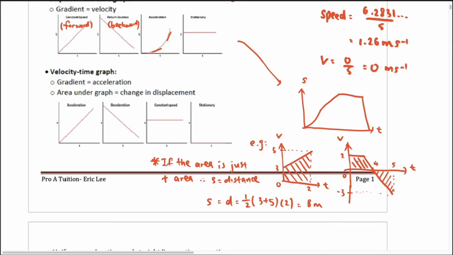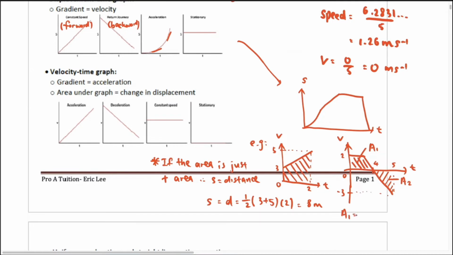So for example, let's say I just count the area separately first. Area 1, area 2. Okay, so we need to know that if they are going below the horizontal axis, that means they are having negative velocity. Negative velocity means return or move backwards. So this is moving backwards. Okay, so let's see how to find area 1 and area 2.